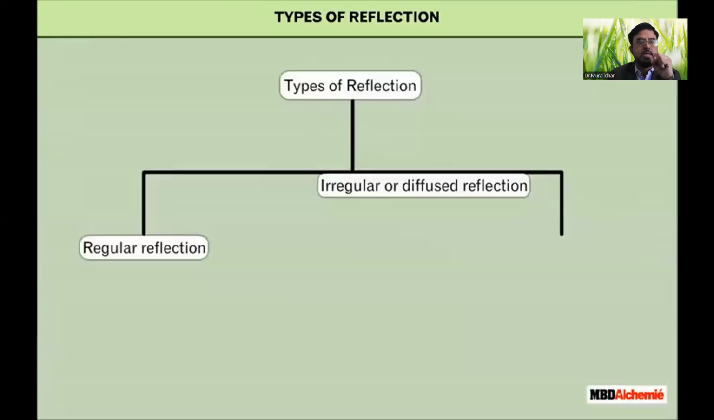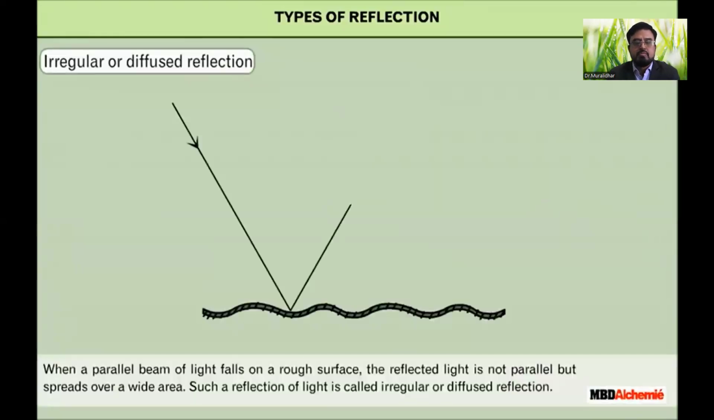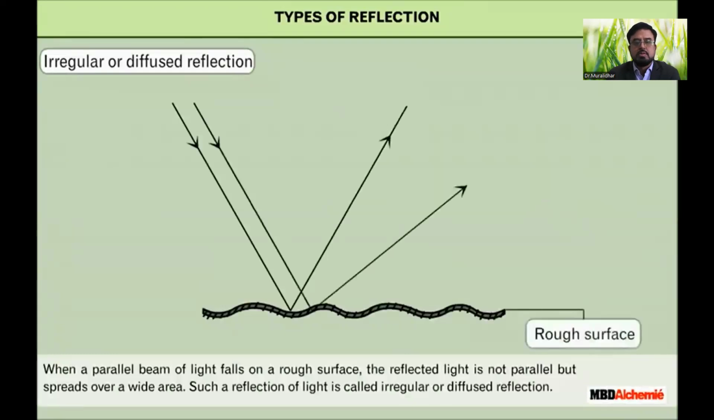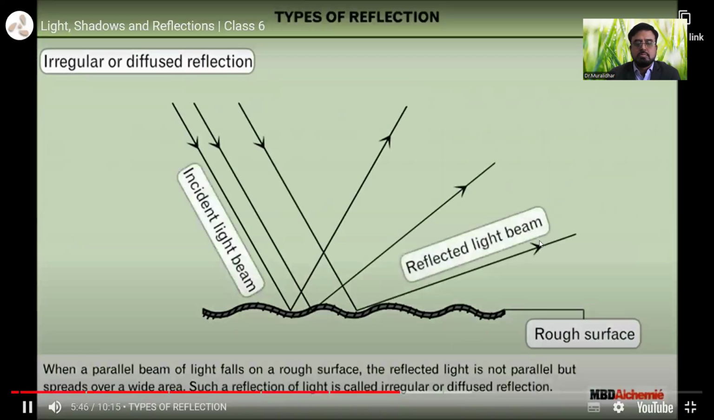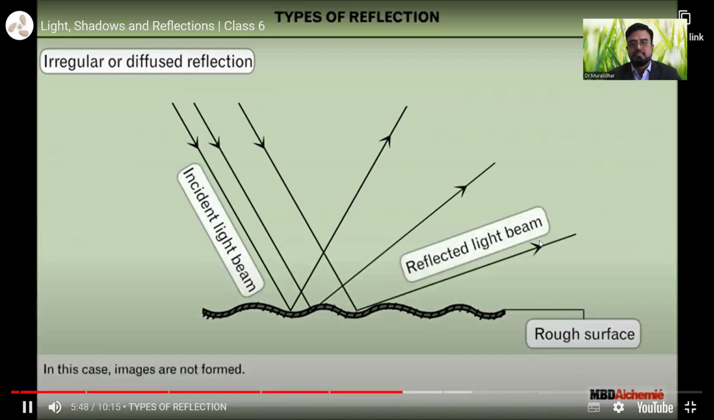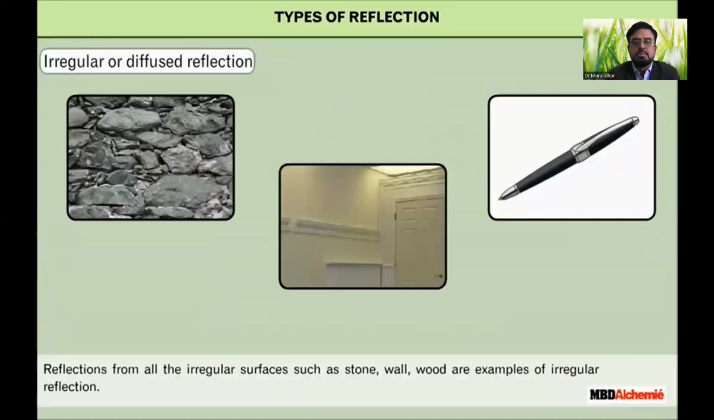Let us learn about irregular reflection. When a parallel beam of light falls on a rough surface, the reflected light is not parallel, but spreads irregularly over a wide area. Such a reflection of light is called irregular or diffuse reflection. In this case, images are not formed. Reflections from all the irregular surfaces, such as stone, wall, wood, are examples of irregular reflection.